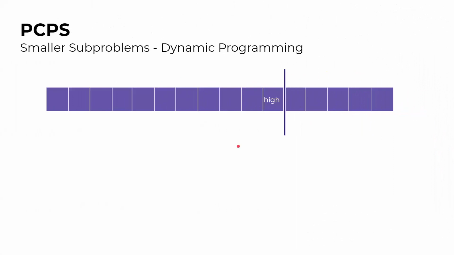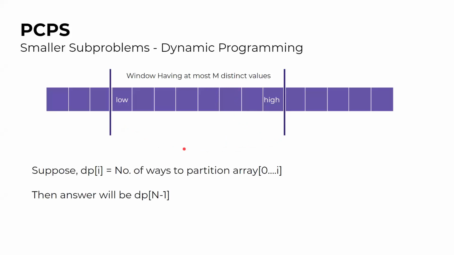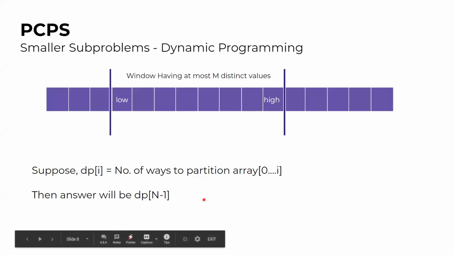If we think about smaller subproblems, then we can solve this problem using dynamic programming. Suppose we are currently at the index high, and suppose low is the index which is found by the sliding window algorithm. That is, the subarray low to high contains at most m distinct values. Now suppose we maintain a DP state where DP of I indicates the number of ways to partition the array starting at the index 0 and ending at the index I. Then our answer will be DP of n minus 1.